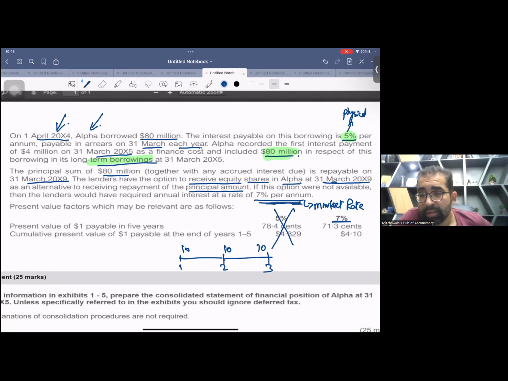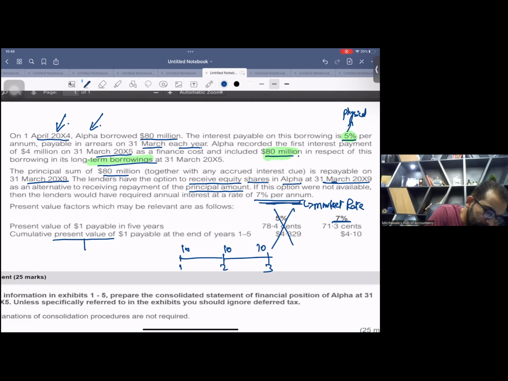Be very honest. You are giving the paper now, so you must know these tactics of the examiner, that in our SOFPs we record all liabilities and all assets, all loans and all loan receivables and payables using the market interest rate. We do discounting using the market interest rate. Okay, so now this is the cumulative present value.